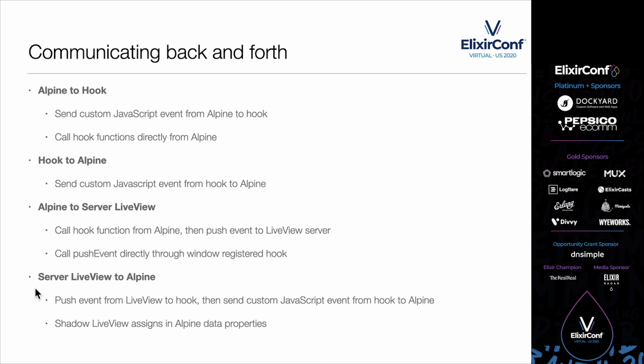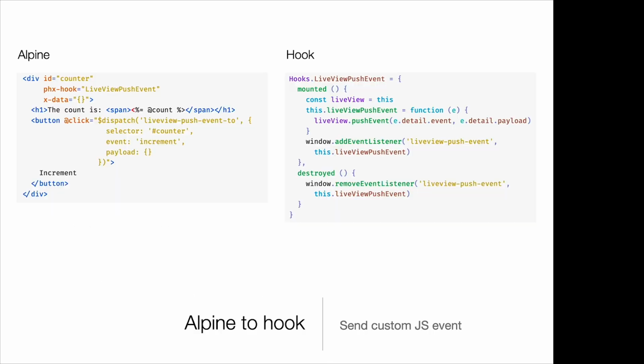From our server LiveViews to Alpine, we can push an event from LiveView to a hook, and then send a custom JavaScript event from the hook to Alpine. Or we can shadow LiveView assigns in our Alpine data properties directly. Let's look at some examples of each.